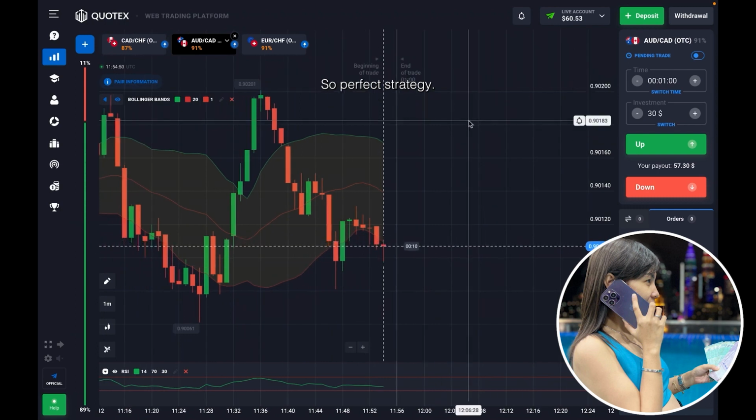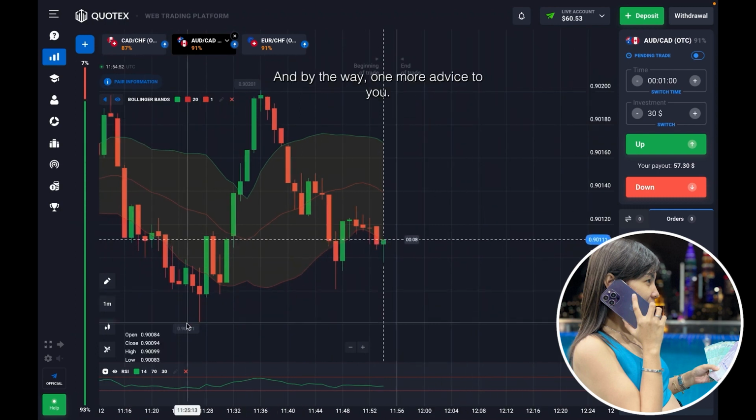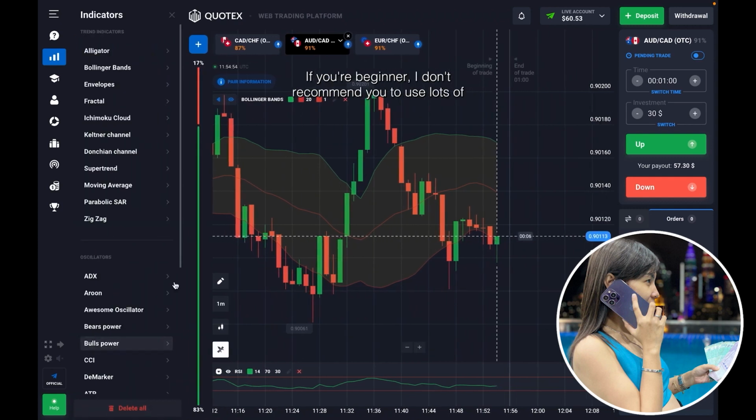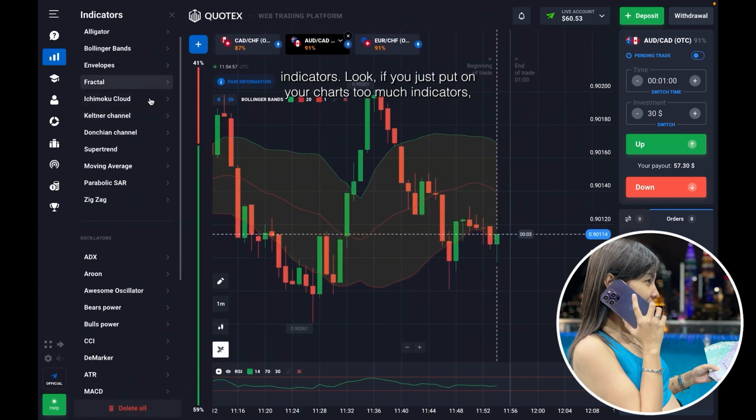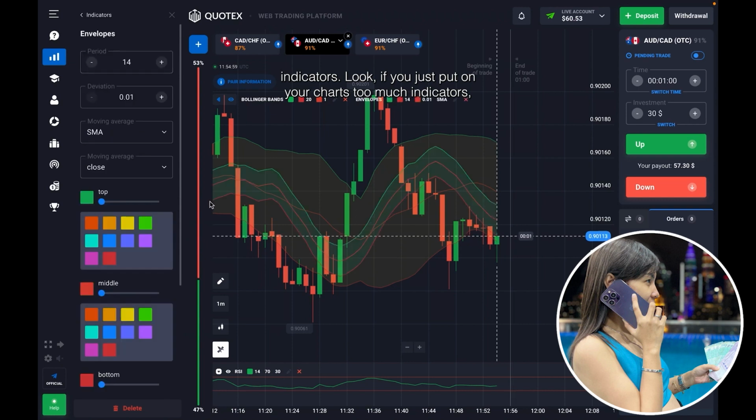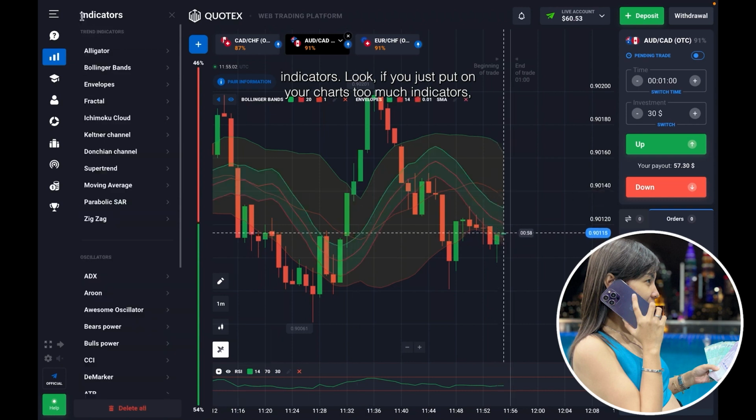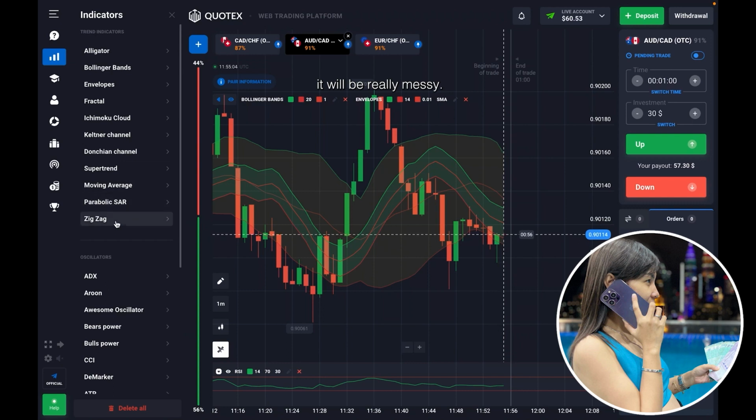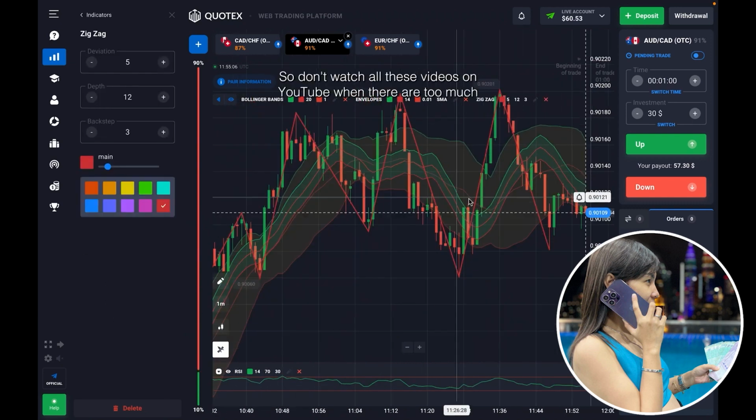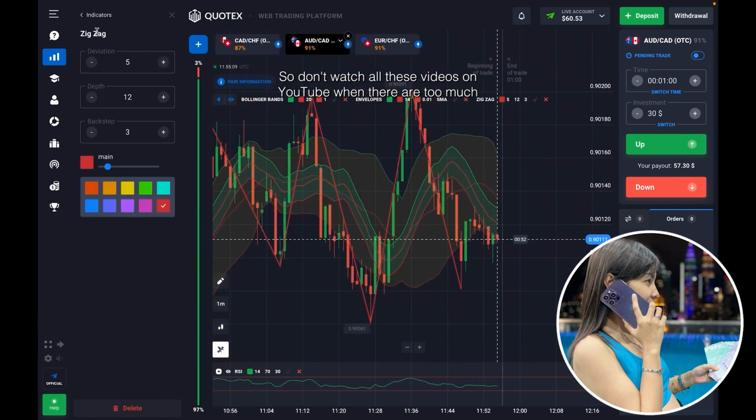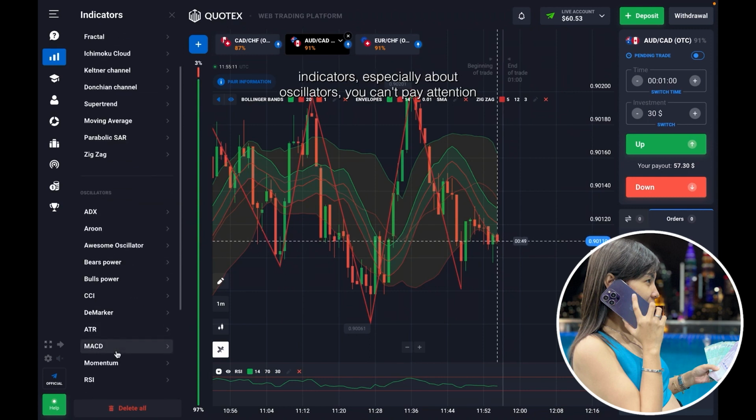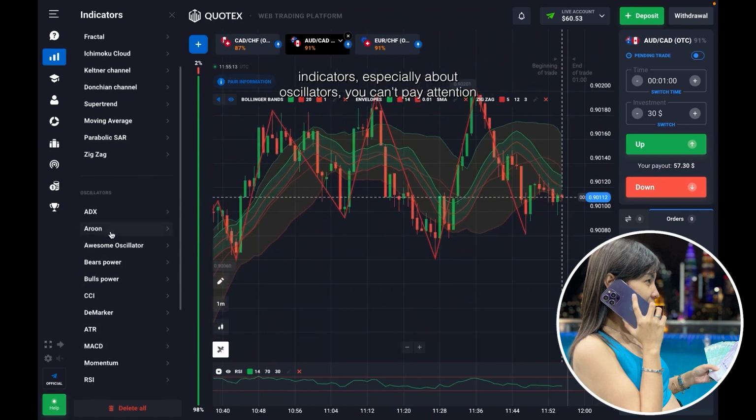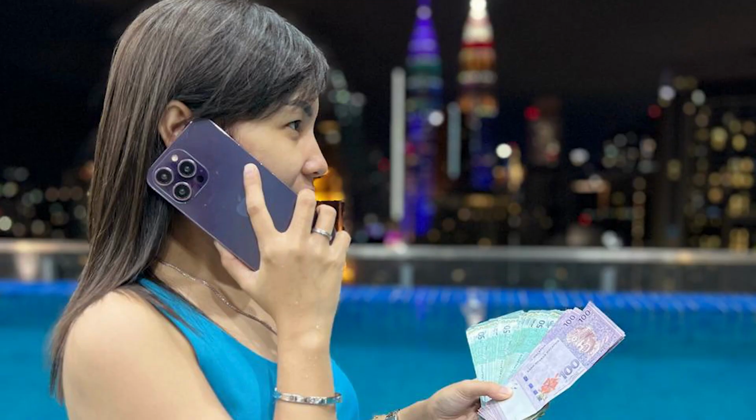So, perfect strategy. And by the way, one more piece of advice to you if you're a beginner. I don't recommend using lots of indicators. Just look, if you put too many indicators on your charts, it will be really messy. Don't watch all these videos on YouTube with too many indicators, especially oscillators. You can't pay attention to all these indicators. Just choose the best ones and focus on 2 or 3 indicators, but not more.